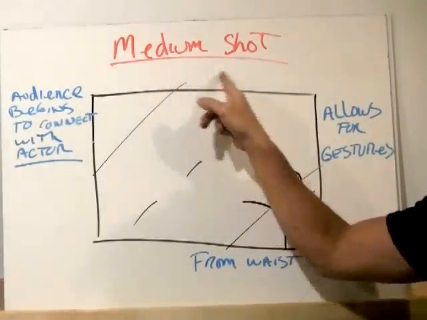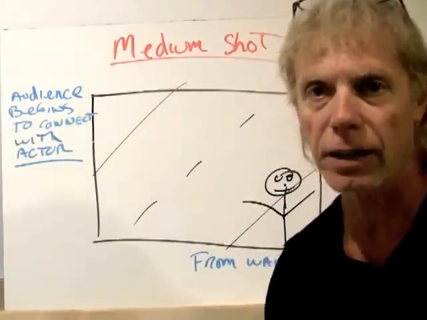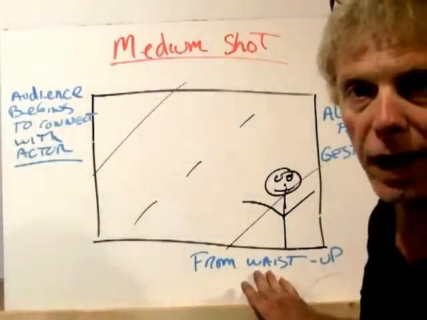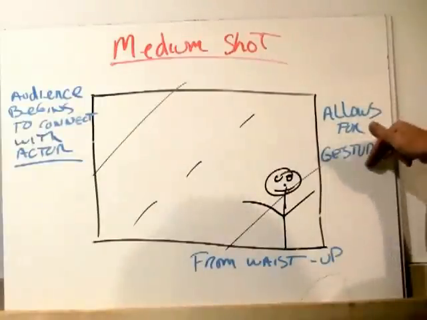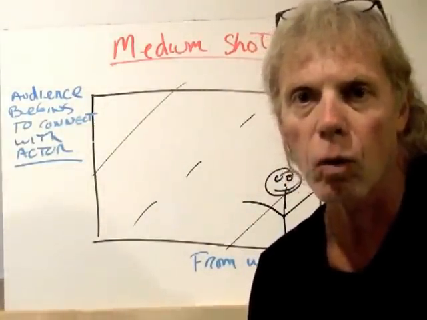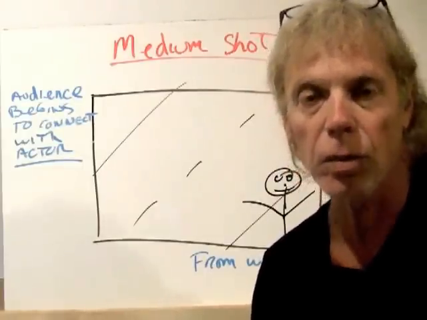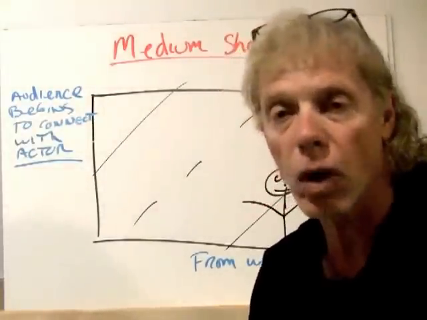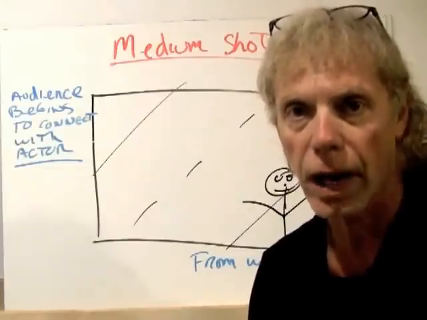Which leads to a medium shot. At this point, the audience begins to connect with the actor. The traditional frame is from the waist up. What this does is allow for gestures. We get a chance to get to know our character, or what our character is doing, a little more intimately, so that we've now sequenced from a wide shot to a medium wide shot and then to a medium shot. Slowly but surely getting closer to our character.